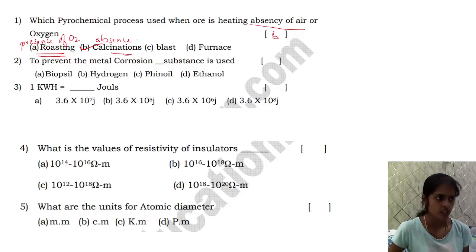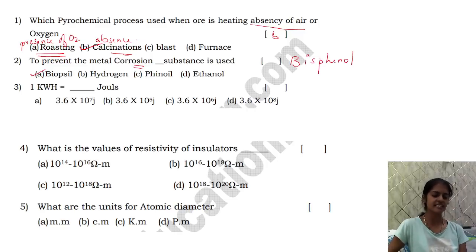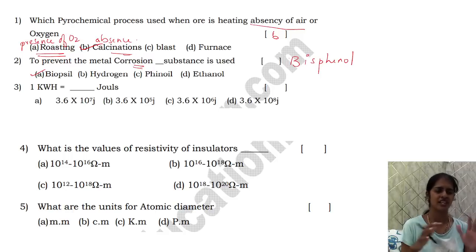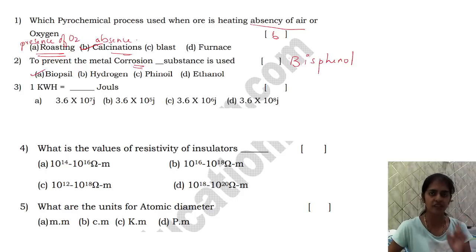Look into the next question. To prevent the metal corrosion, dash substance is used. So to prevent corrosion of the metals, which substance is used? This is your metallurgy chapter. I'll write the spelling here. So the proper spelling is bicephenol. Bicephenol is a chemical which we use to prevent the corrosion. Generally to prevent corrosion or rusting, what do we do? We paint it, or we apply any chemical. Bicephenol is one such chemical which we apply to prevent corrosion. So option A is correct.